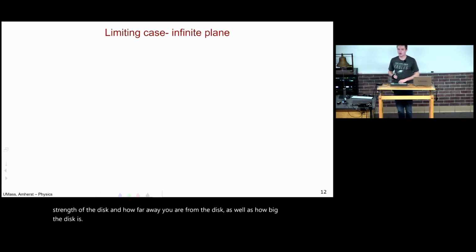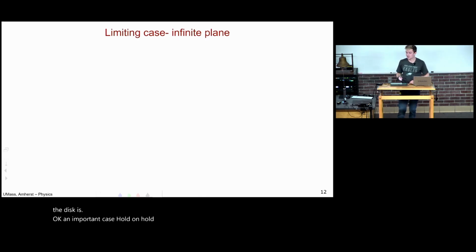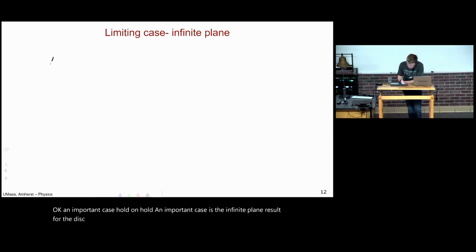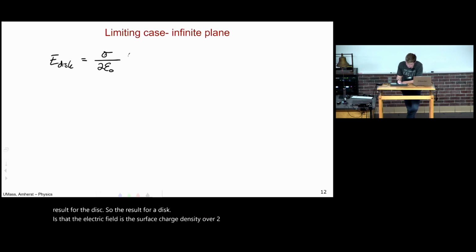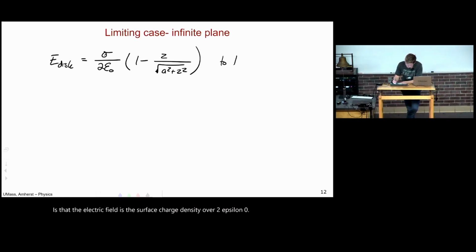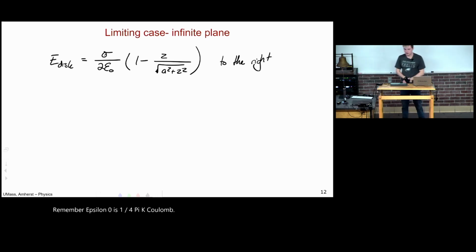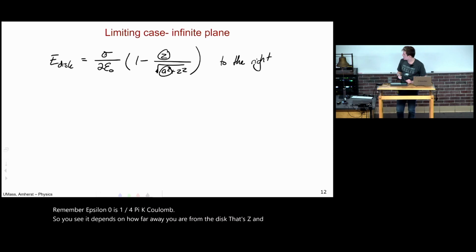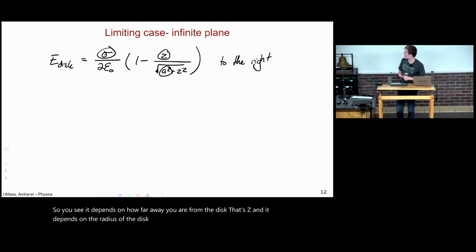Okay. An important case, hold on. An important case is the infinite plane result for the disk. So the result for a disk is that the electric field is the surface charge density over 2 epsilon 0. Remember, epsilon 0 is 1 over 4 pi k Coulomb. So you see, it depends on how far away you are from the disk, that's z, and it depends on the radius of the disk and how charged up the disk is.